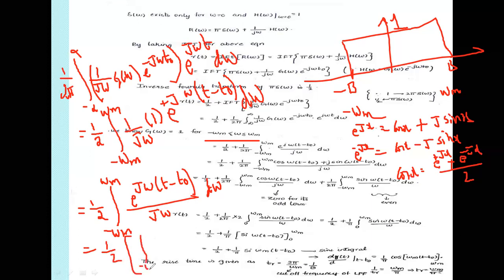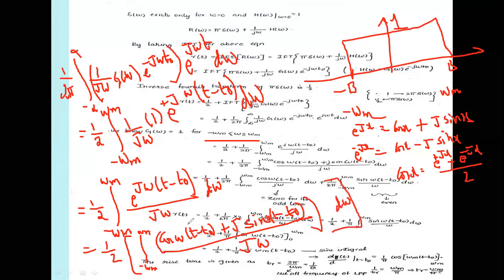the integral from minus omega m to omega m. Write the exponential function as cos omega into (t minus t naught) plus j into sine omega (t minus t naught), whole divided by j omega, into d omega. So this is an integral with respect to omega. The two integrals we get.